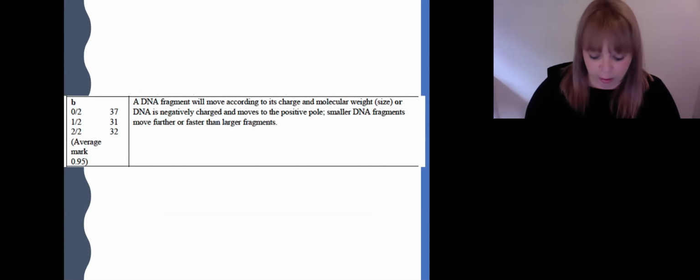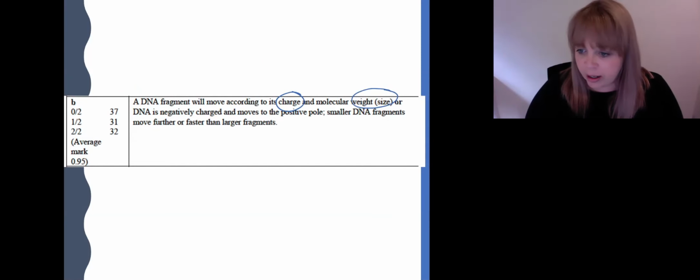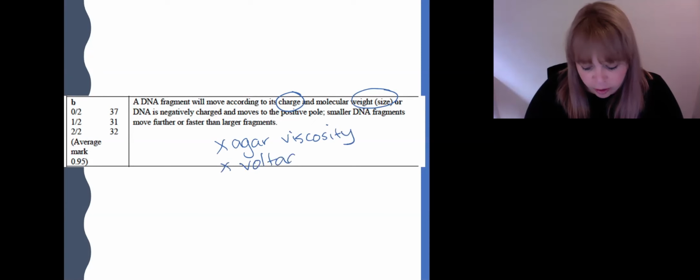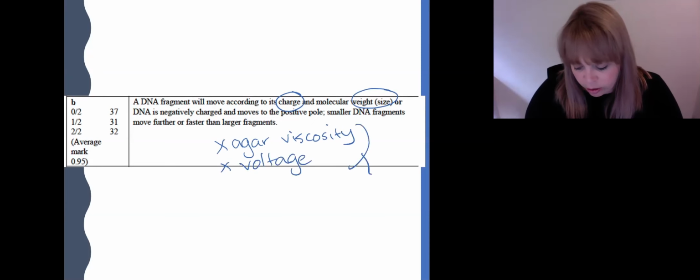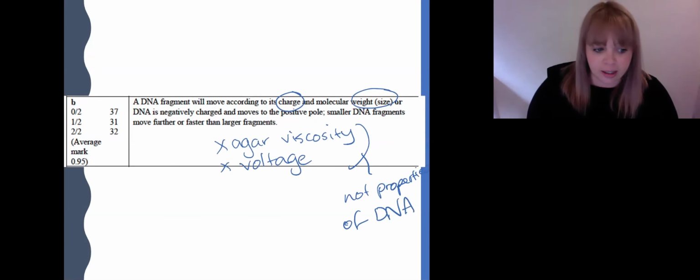Okay, we were looking for charge, size. Yep. You could also talk about, so this is the property of the DNA fragment. You cannot talk about the agar viscosity here. You cannot talk about the voltage because either of those are not properties of the DNA fragment, are they? The only thing that is a property of the DNA fragment is its charge and its size.